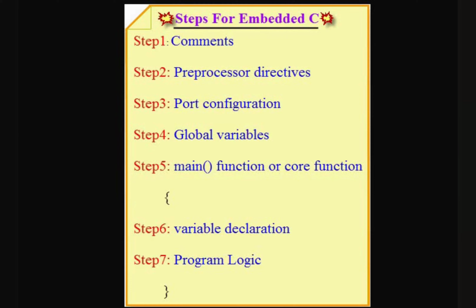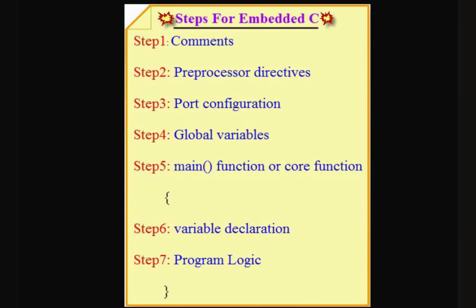Step 1, the comments. Suppose you write an embedded C program for addition of two numbers. You can write the comment here, addition of two numbers. Comments may be anything, so you can write them over here. Then step 2, preprocessor directives. You can use a preprocessor directive, like include reg51.h, such a thing you can write as per your microcontroller. Whichever microcontroller you choose, the preprocessor directive will be related to that.